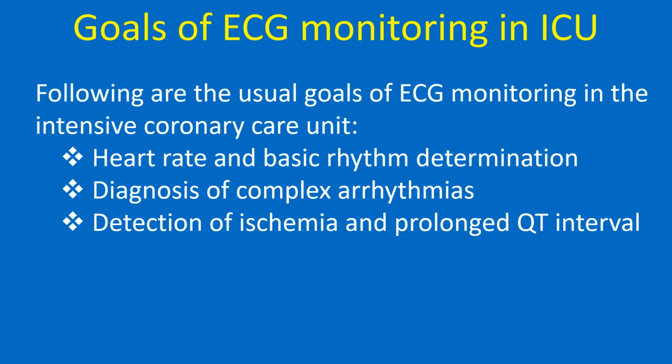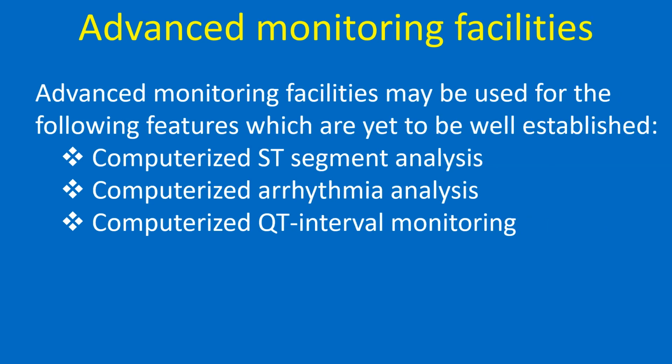Following are the usual goals of ECG monitoring in the intensive care unit: heart rate and basic rhythm determination, diagnosis of complex arrhythmias, detection of ischemia, and prolonged QT interval. Advanced monitoring facilities may be used for following features which are yet to be well established: computerized ST-segment analysis, computerized arrhythmia analysis, computerized QT-interval monitoring.